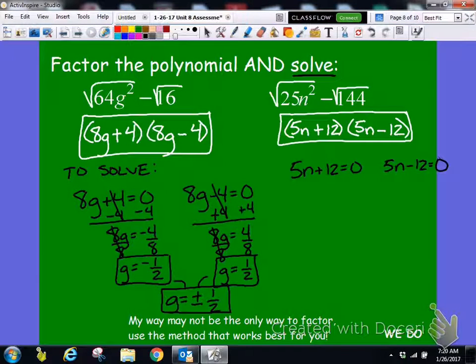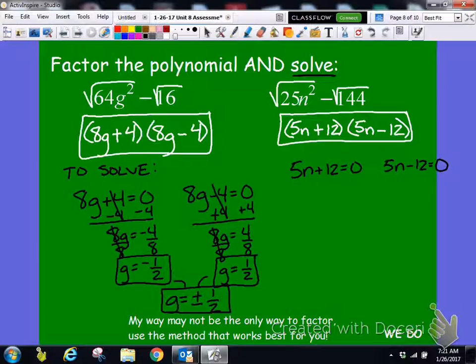Alright, I lost connection for a second, so let's get back to it. I took the square root of 25n squared and got 5n and 5n. I took the square root of 144 and got 12 and 12. Made one a positive, one a negative. So we go 5n plus 12 equals 0 and 5n minus 12 equals 0.